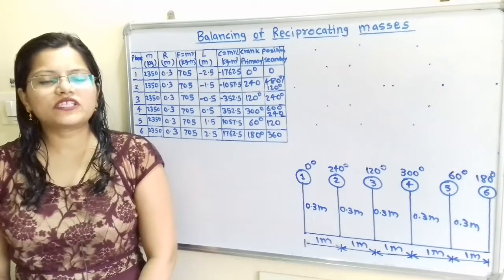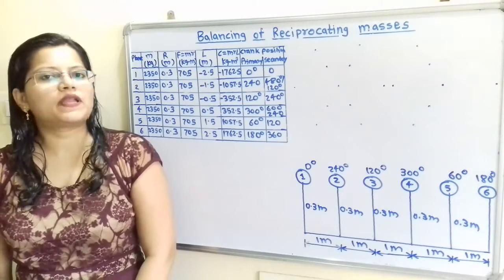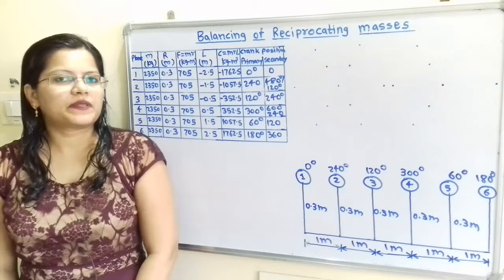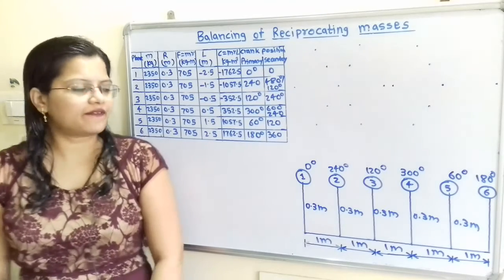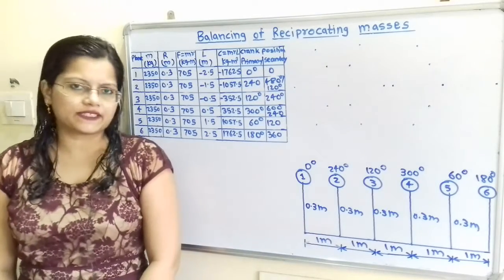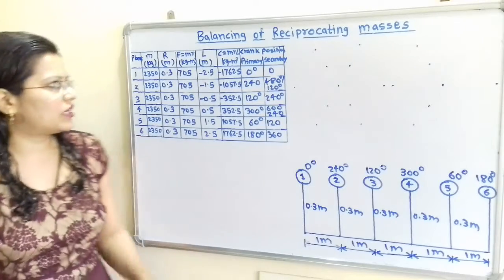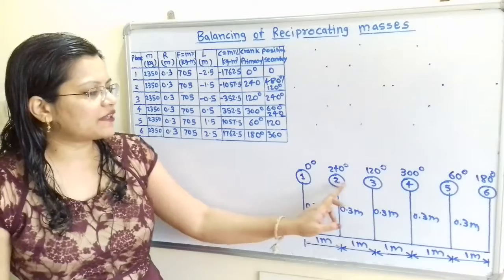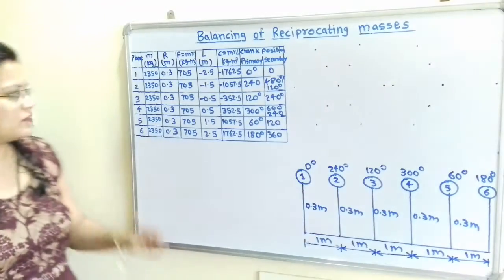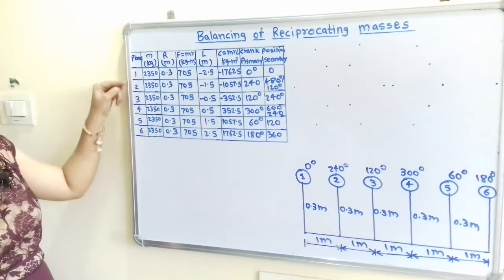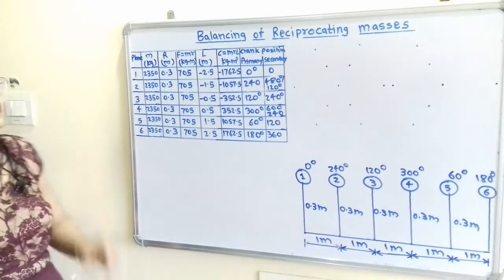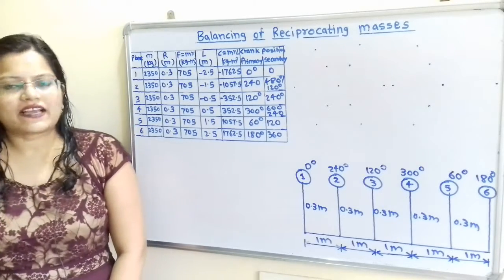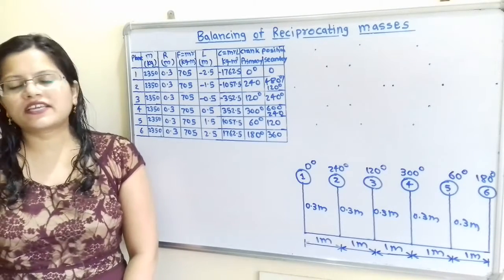To draw the force polygon as well as the couple polygon, we will first prepare one table with reference to this position of planes diagram. The first column is for planes. If we observe this diagram, there are a total of 6 planes, so we will mention here the numbers 1, 2, 3, 4, 5 and 6.